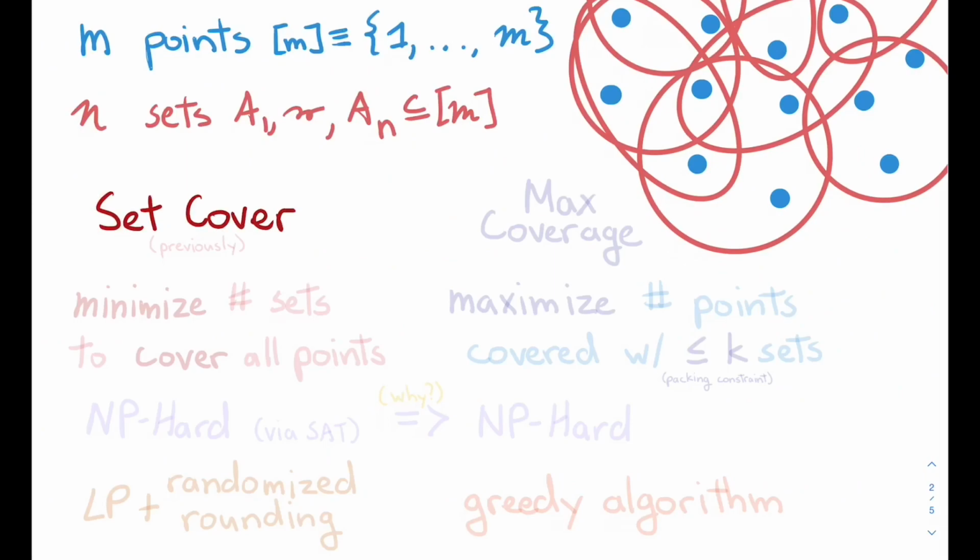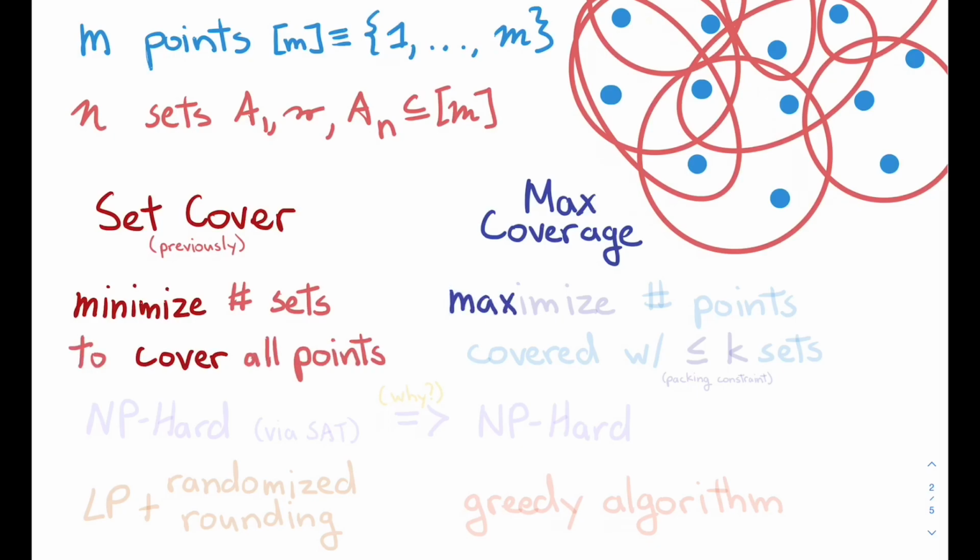Let us compare and contrast max coverage with the set cover problem discussed previously. In set cover, the goal was to cover all of the points using the minimum number of sets. In maximum coverage, the goal is to cover as many points as possible with a limited number of sets. We can interpret the cardinality constraint as a single packing constraint. So on the left we have a covering problem, and on the right we have a packing problem.